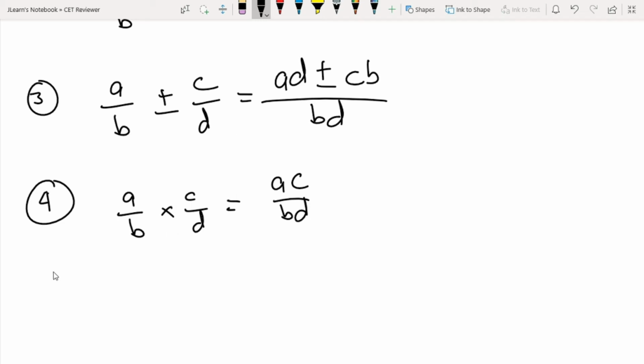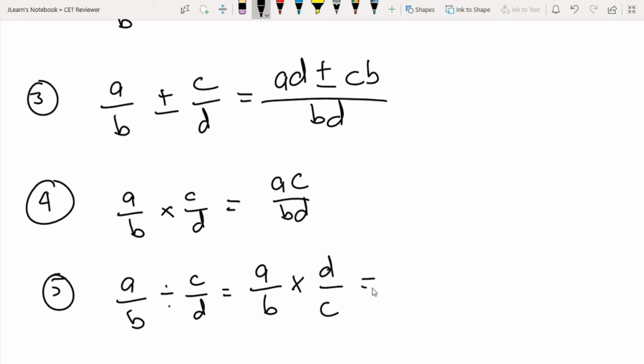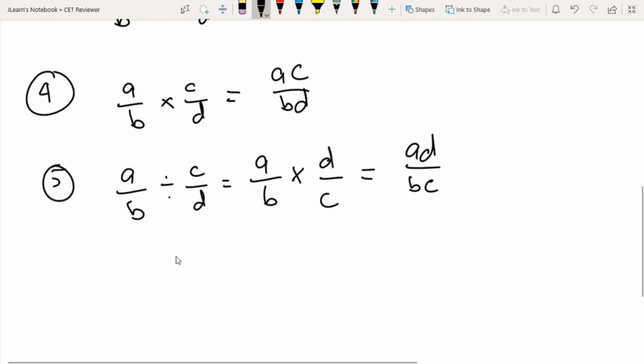Okay? Lastly, you have the division. So it's just the same. A over B divided by C over D. You just flip, you get the reciprocal of C over D and multiply na. A over B times D over C. So this will be equal to AD over BC. Okay? So let's do some examples.